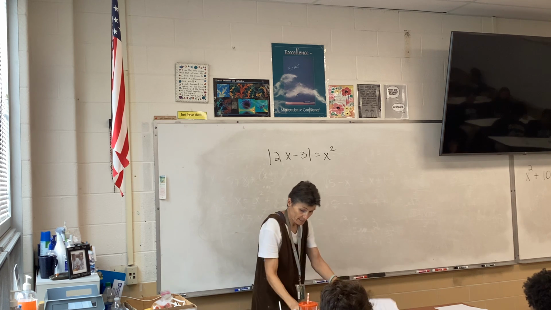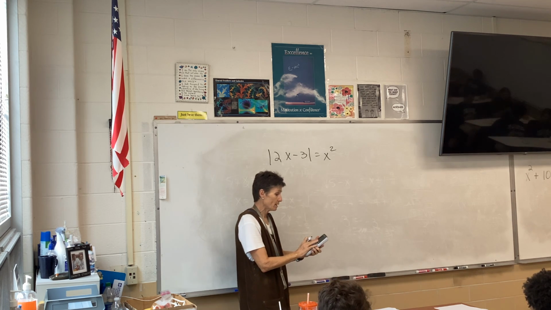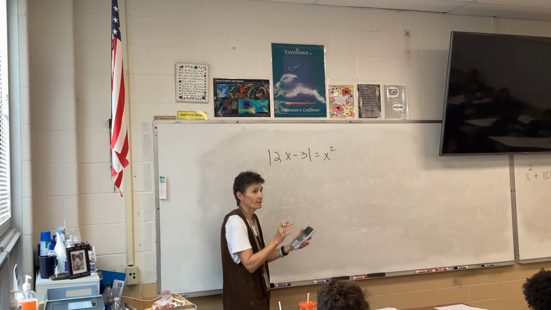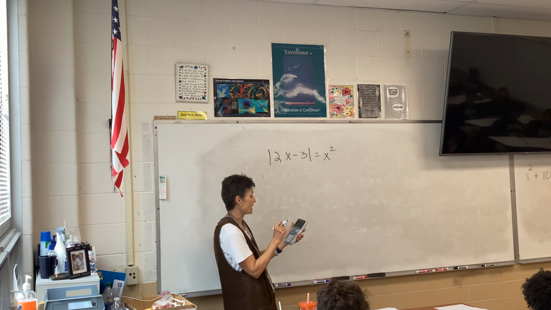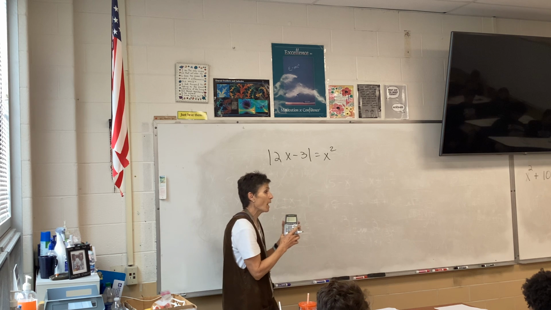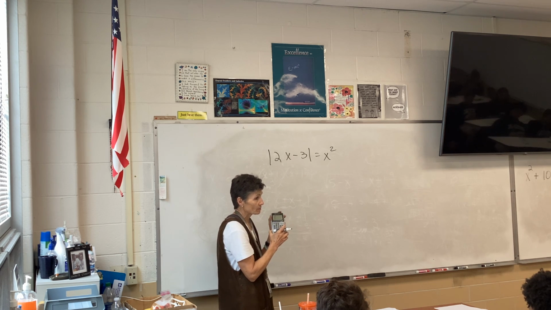So remember how to get a standard window? We just go to window. Well, you don't even need to go to window. Just go to zoom 6, and that will give you a standard window, -10 to 10. Then I want you to get rid of any equations that you might have in there already. I don't know if you still have any or not. So go to y equals and clear out those equations.